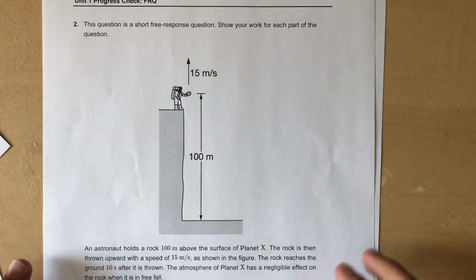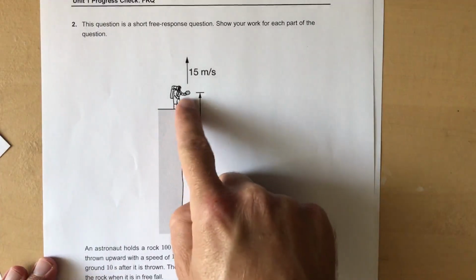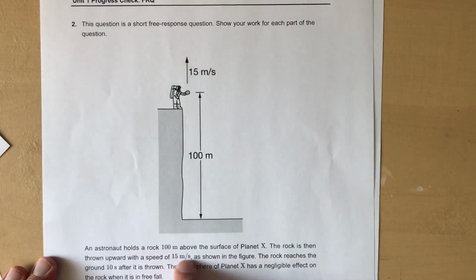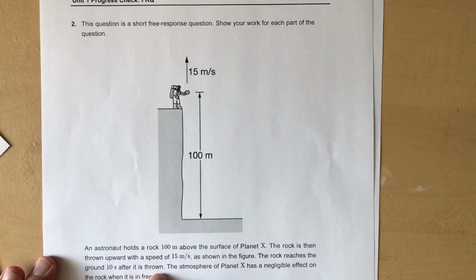So let's check this one out. We say that we've got an astronaut who holds a rock 100 meters above the surface of planet X. The rock is then thrown upward with a speed of 15 meters per second, as shown in the figure. The rock reaches the ground 10 seconds after it is thrown.